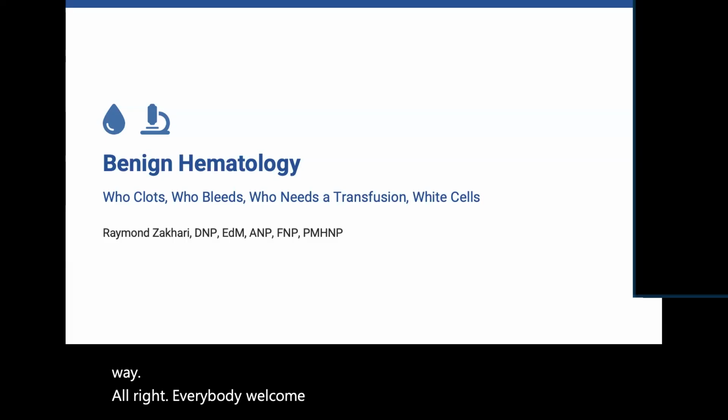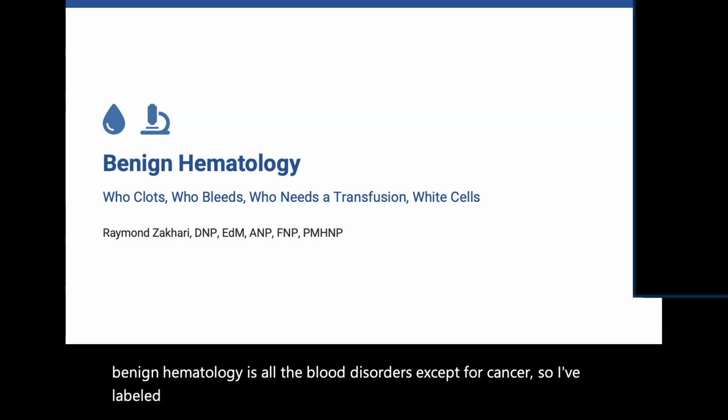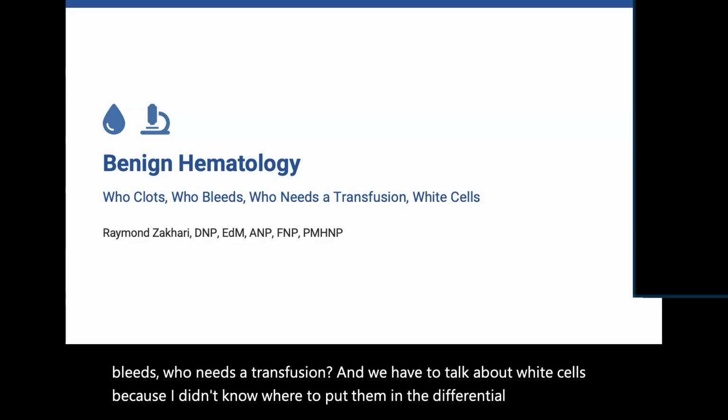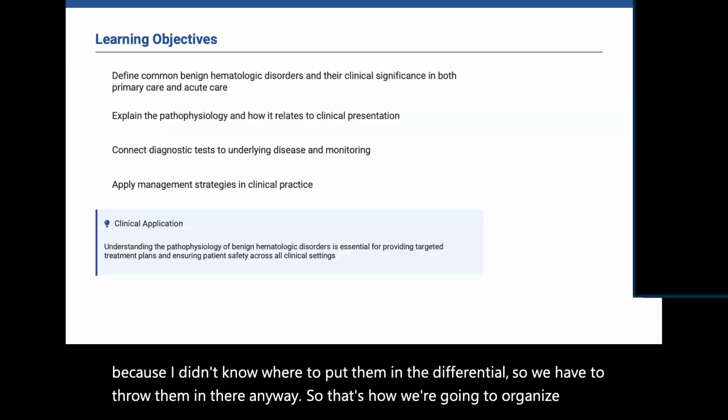Today is benign hematology. And benign hematology is all the blood disorders except for cancer. So I've labeled this and tried to organize it for you with the phrase, who clots, who bleeds, who needs a transfusion, and we have to talk about white cells because I didn't know where to put them in the differential, so we have to throw them in there anyway. So that's how we're going to organize today's talk.